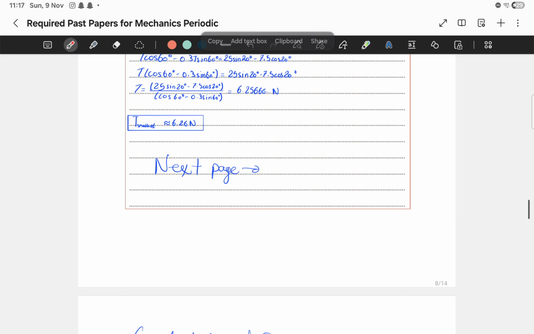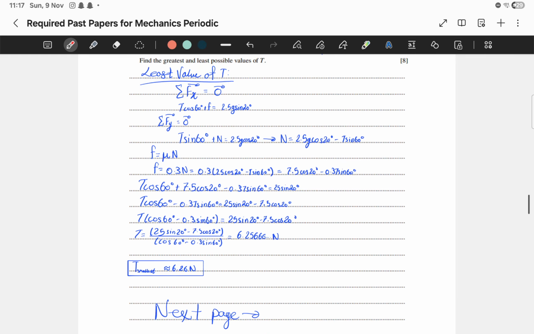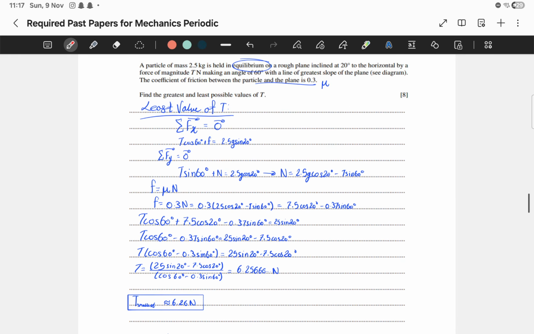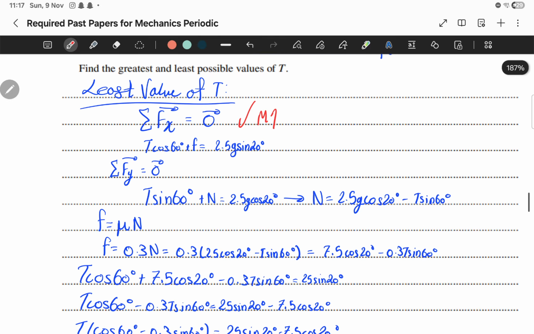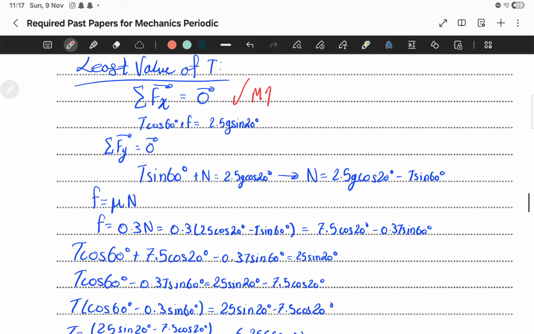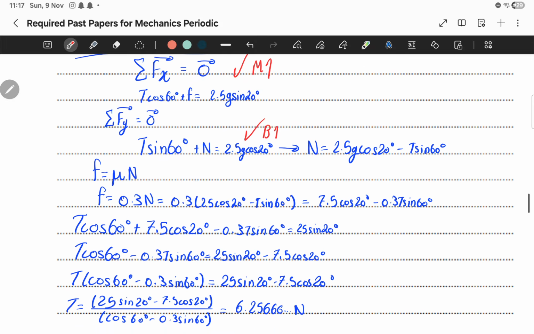Okay, and good news, it is 6.26 and 20.5. So at least this is not for nothing. Attempt at resolving in any direction. Yes. What's this? M1. T sine 60 plus R equals 25 cos 20. T sine 60 plus N equals 25 cos 20. Okay. What's this? B1. Okay. So then T cos 60 equals F plus, oh, okay.